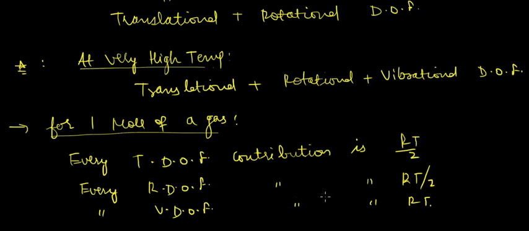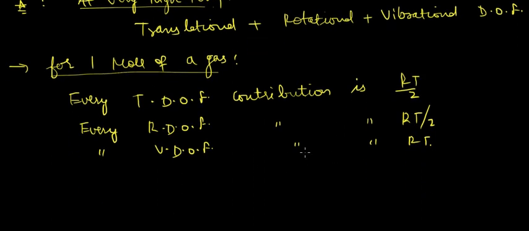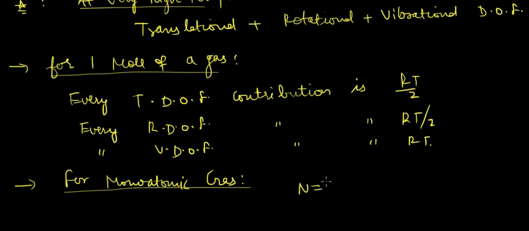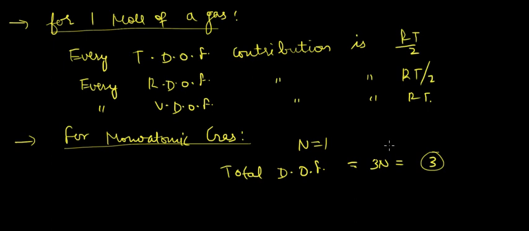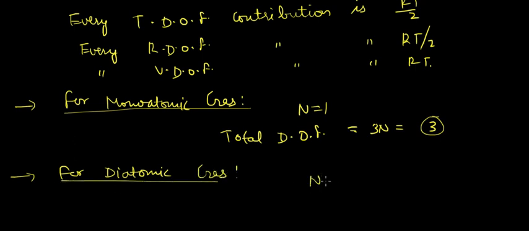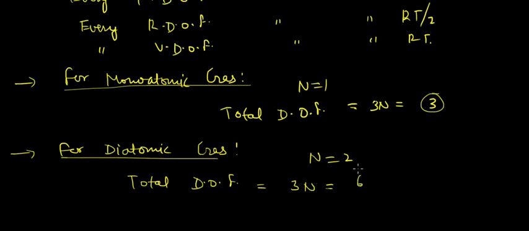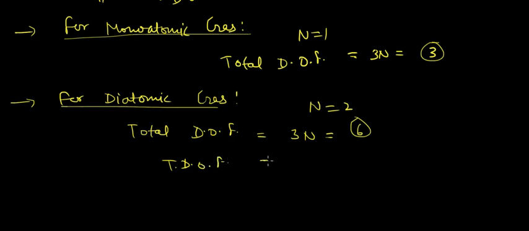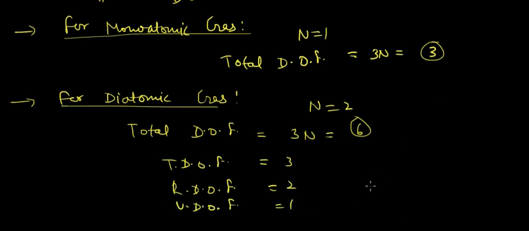We can write that for a monatomic gas, as n is equal to 1, the total degrees of freedom would be 3n, which is 3. For a diatomic gas, n is equal to 2, hence total degrees of freedom would be 3n, that is 3 into 2, which is 6. And out of this, translational degrees of freedom would be 3, rotational would be 2, and vibrational would be 1.